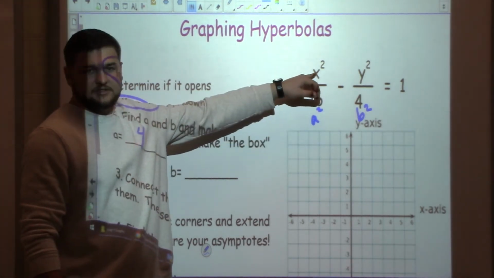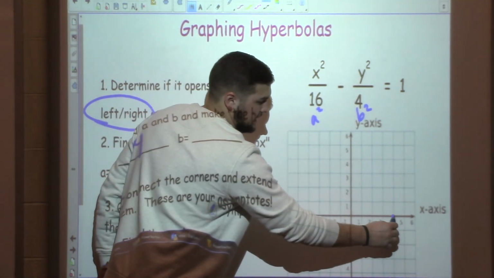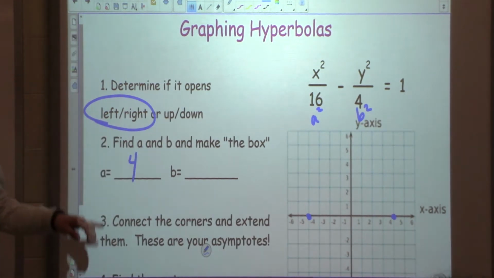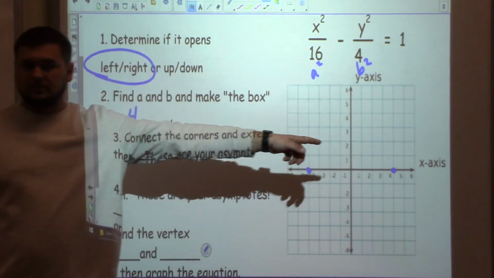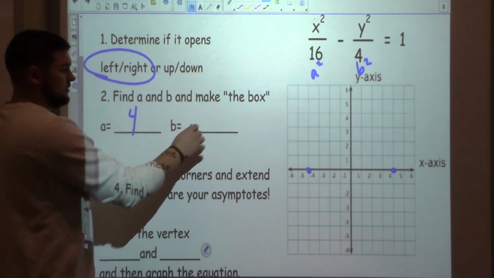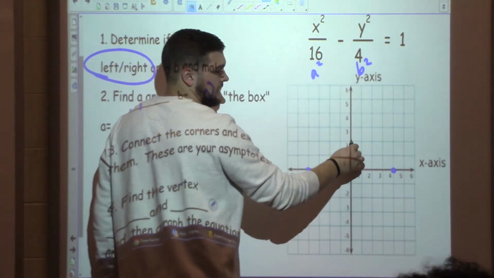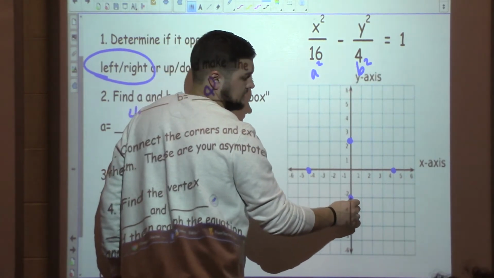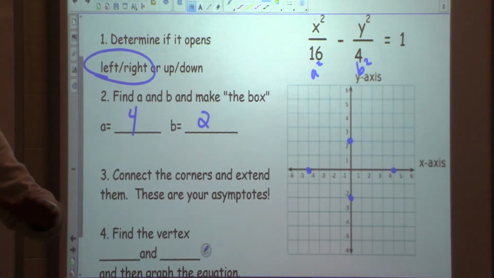A is under x, which tells me I'm going 4 to the left and 4 to the right, just like we did with the ellipses. If it's under x, I'm going left and right. Okay? B squared is 4, which means b is 2. B squared is under y squared, so it tells me I'm going up 2, down 2. Now, that is the exact same thing we did for ellipses, right? So if you can do that, ellipses, you should go through this. Okay. The difference is we're not drawing in an ellipse now.